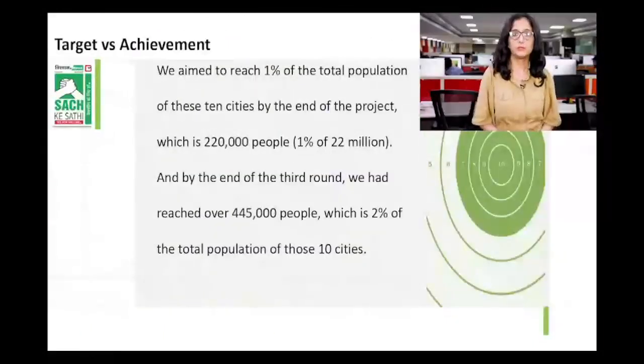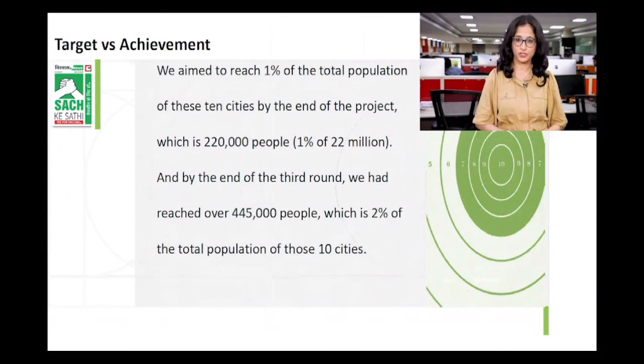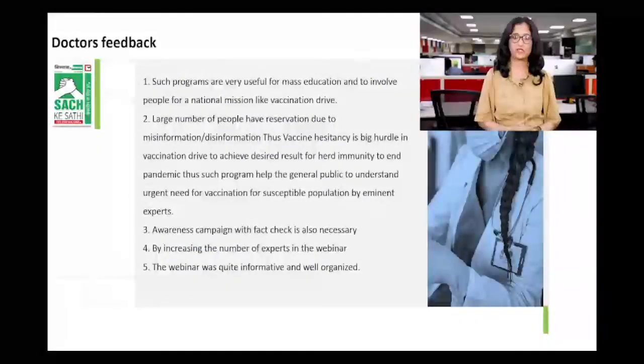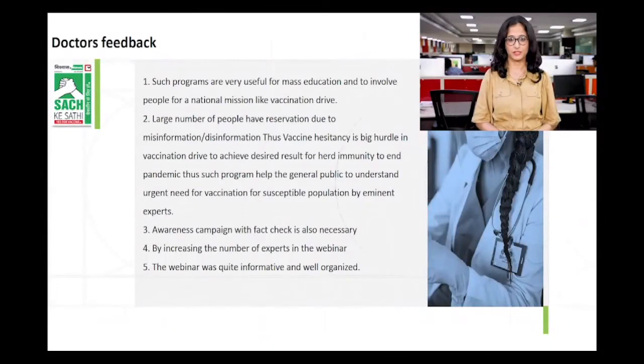We aim to reach 1% of the total population of these 10 cities by the end of project, which is 0.2 million people, and by the end of the third round, we had reached over 0.4 million, which is 2% of the total population of those 10 cities. In the feedback round, we also shared feedback forms with super champions, doctors, presenters, and coordinators. Their feedbacks were recorded, and the suggestions will be implemented for future training programs.